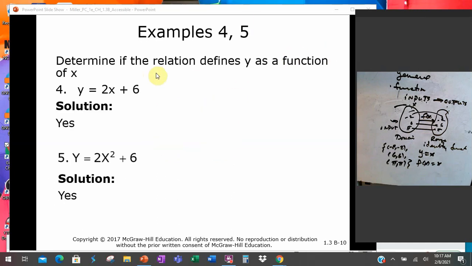Okay. Determine if the relationship defines y as a function of x. So for any particular value, I multiply it times the number times 2, okay? And then I'm just going to add 6. Is it a function? Yes, because I'm going to get a very specific thing. When I do this calculation, I'm always going to get the very same thing. I'm not going to get a second thing. So it's a function.